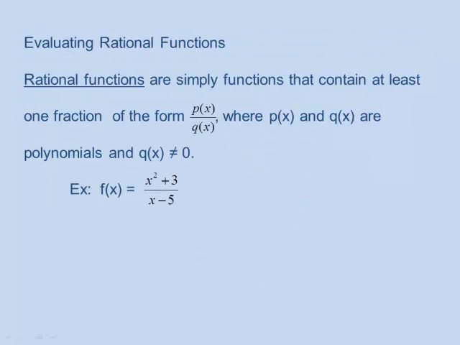Evaluating rational functions is much the same with one twist. Rational functions are simply functions that contain at least one fraction of the form p of x divided by q of x, where p of x and q of x are polynomials that we just talked about, and q of x cannot be equal to 0. So for example, let's look at the function x squared plus 3 divided by x minus 5. We have a polynomial up top, a polynomial on the bottom, and the function together as a fraction is a rational function.